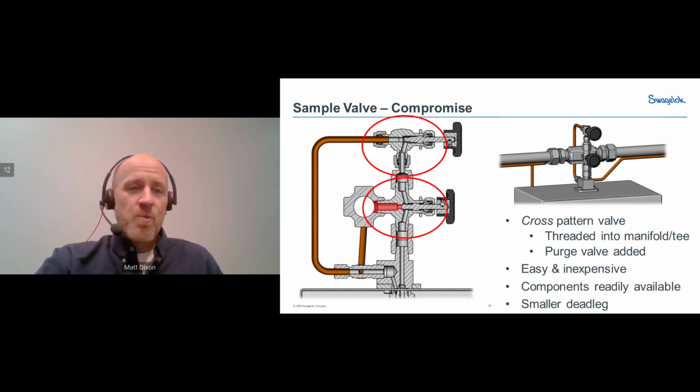So this is relatively easy and inexpensive to implement. These components are generally available, so this could be a good compromise solution for a viscous sampling operation.